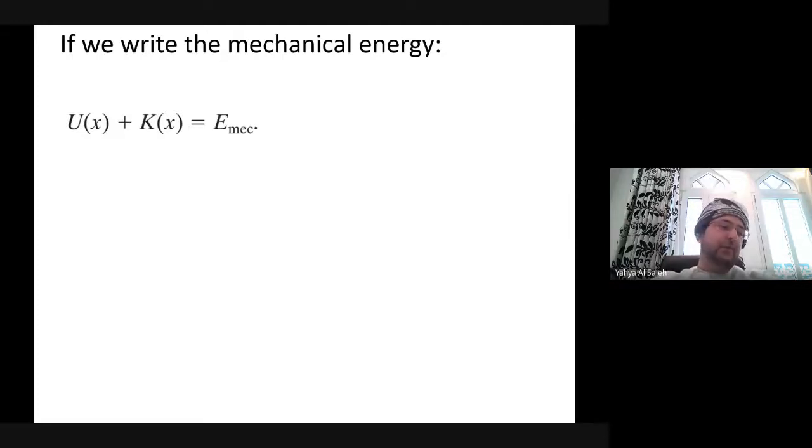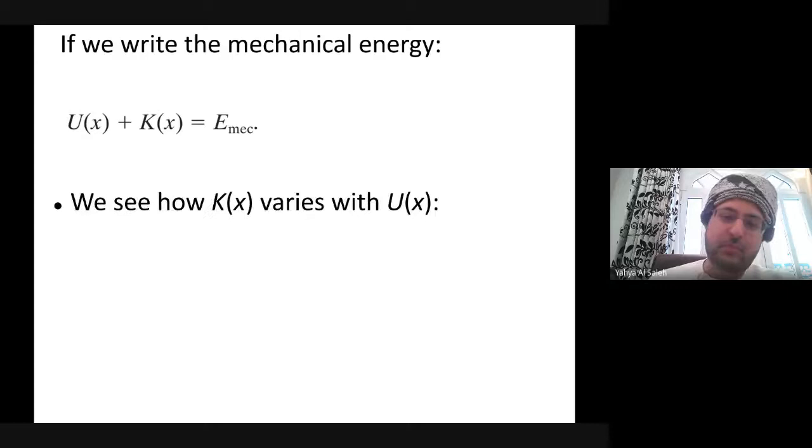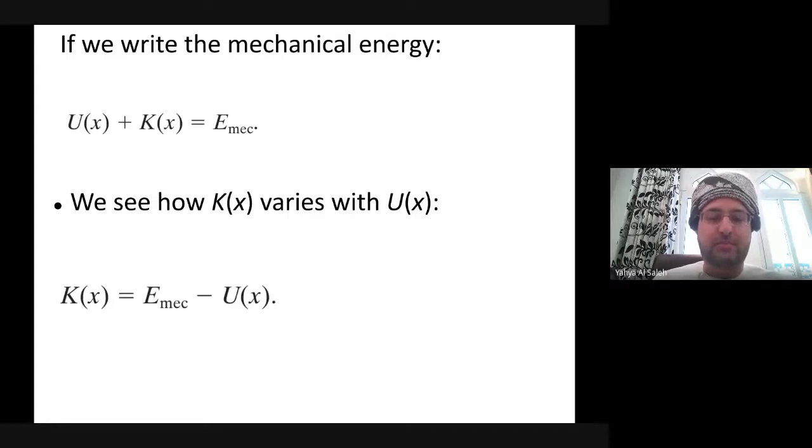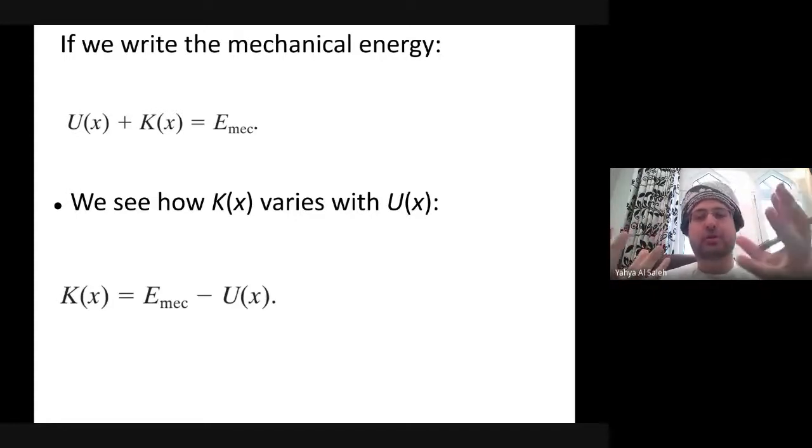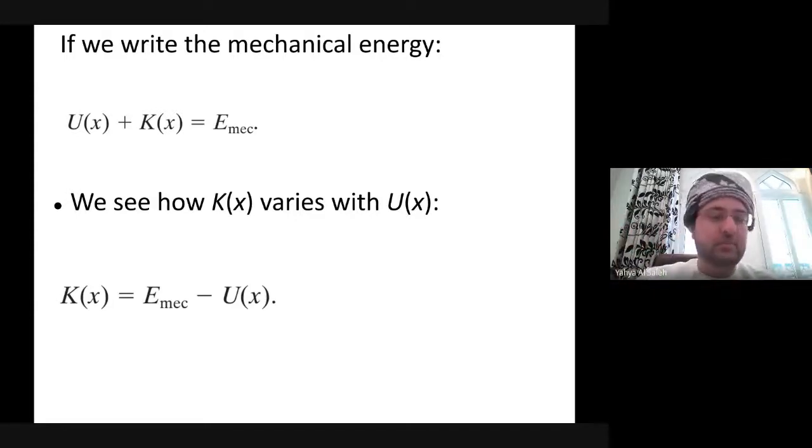We said that if we wrote the mechanical energy as the sum of potential and kinetic energies, we get our total mechanical energy. If we just rearrange this, we see how kinetic energy varies with potential energy. We simply subtract the potential from the total, and whatever is left is kinetic energy.